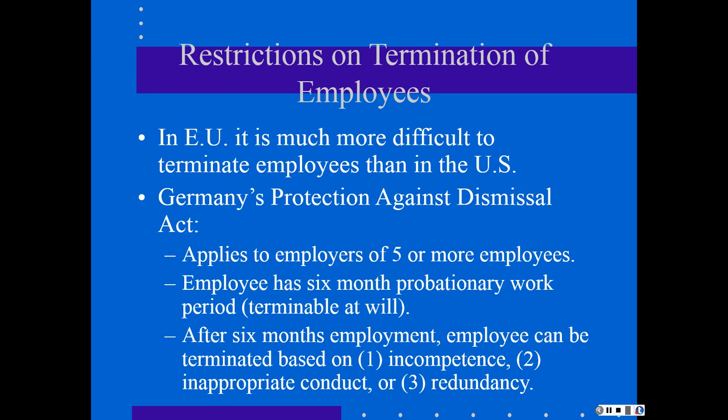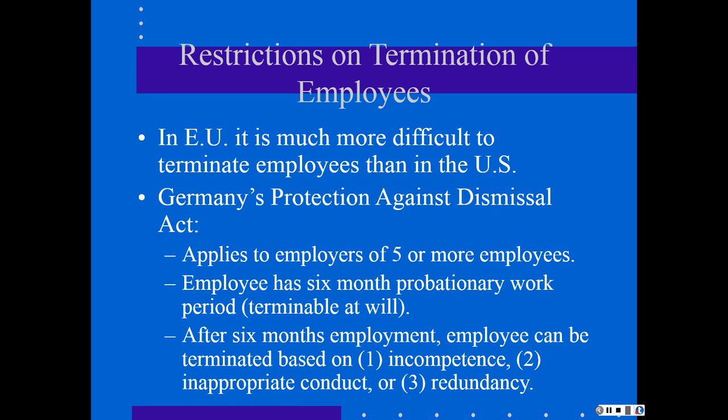there are some limitations. The implicit contract doctrine is dominant in the U.S. But the EU, even outside of unions, gives protection to workers. Let's take Germany, for example. Their Protection Against Dismissal Act applies to employers of 5 or more employees. These are mom and pop organizations that have limitations placed on them on firing workers.